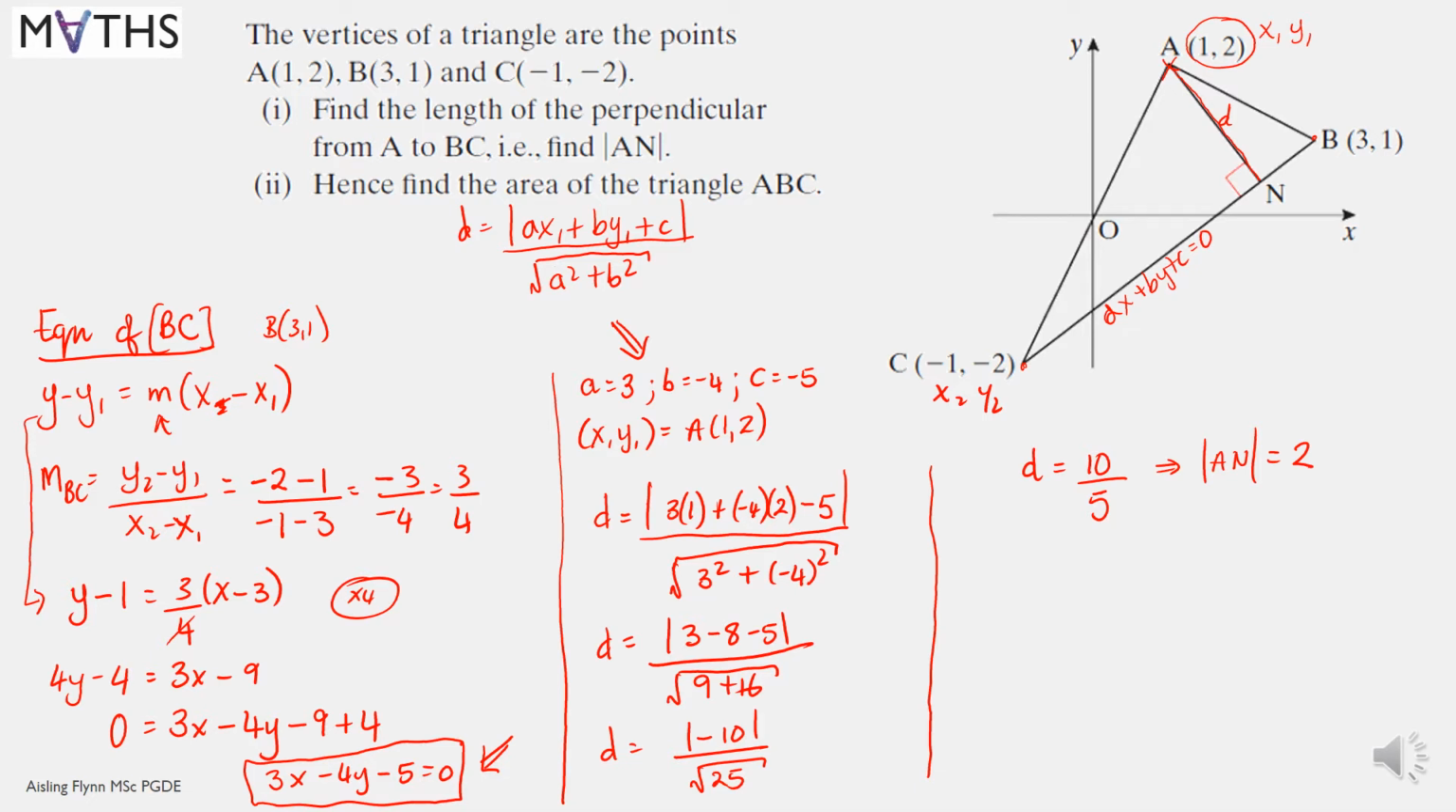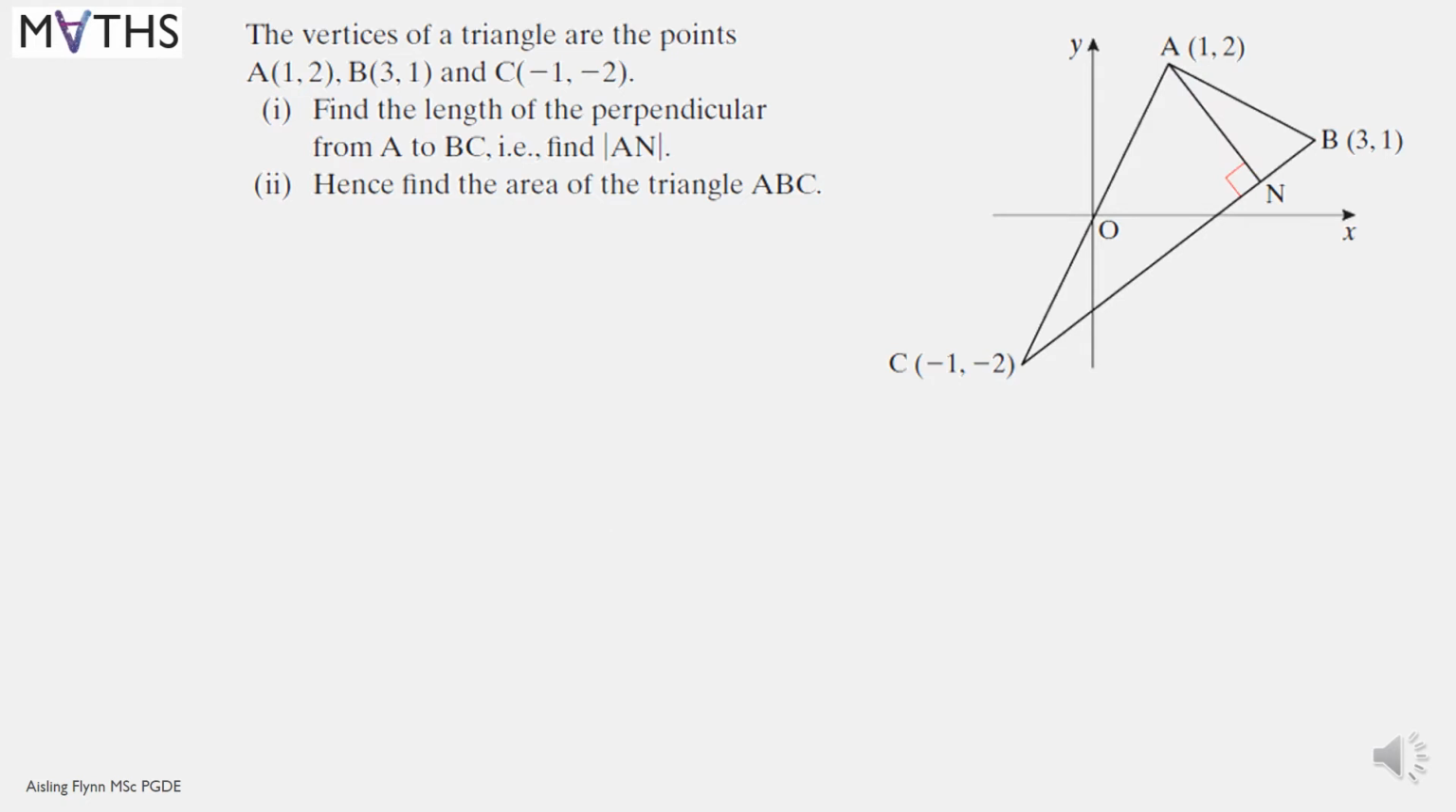Okay, so that's the first part of the question. Now the second part of the question says hence, and hence means use what you've just done, find the area of the triangle ABC. Now we have coordinate geometry ways of doing that, but it said hence, so we won't follow that route. We now know that the distance from A to N is 2.